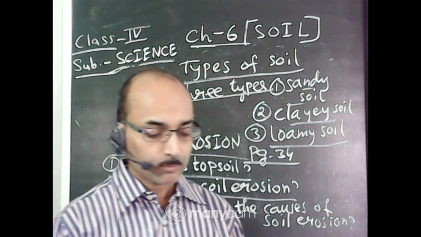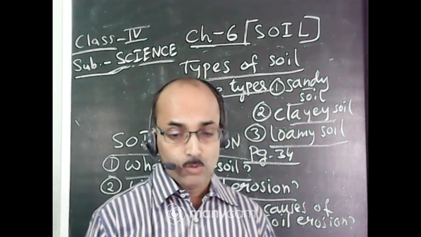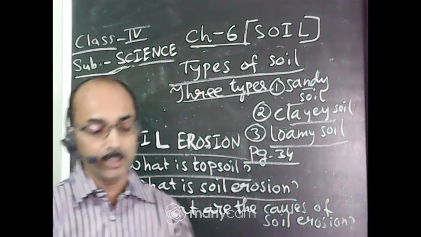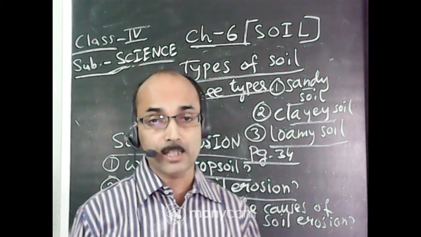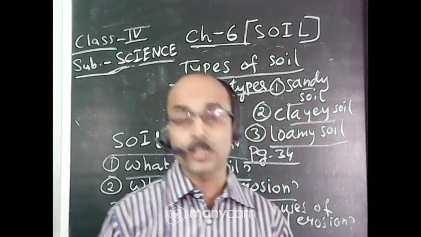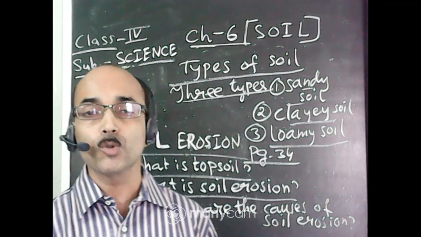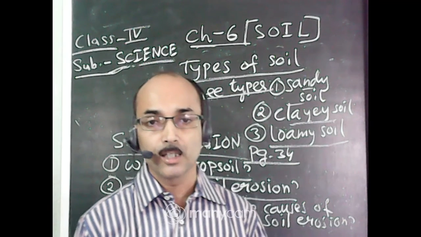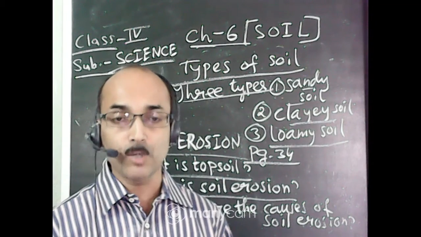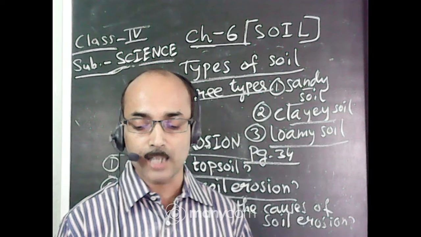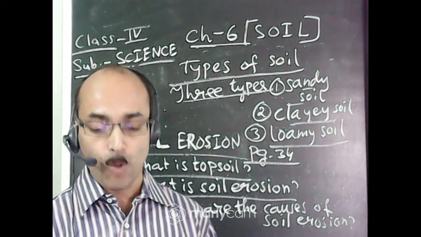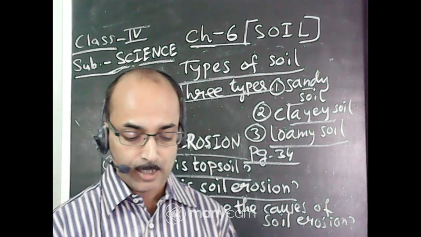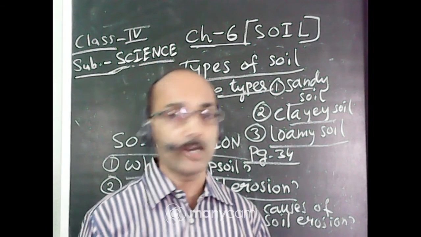Today we have learned up to soil erosion. Just a recap: we have learned what is soil, how soil is formed, and humus. Humus is a dark color substance that is formed of remains of dead plants and animals. Then we have seen different types of soil.